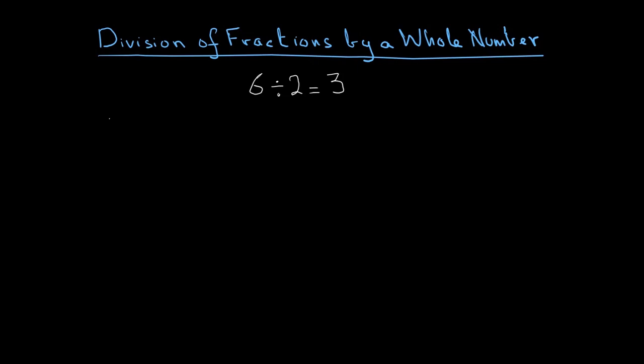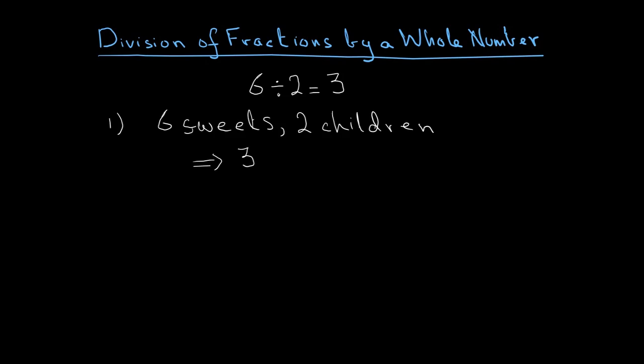So one interpretation is that there are, let's say, 6 sweets, and 2 children. So how many will each child get? And the answer is 3 sweets per child. 3 per child, right? So that's one way of thinking about 6 divided by 2. And that's a usual interpretation that people use.